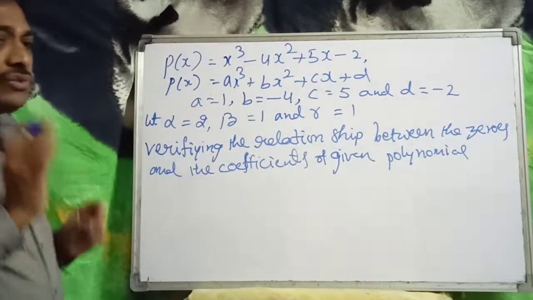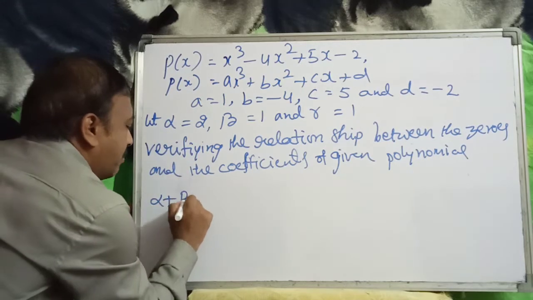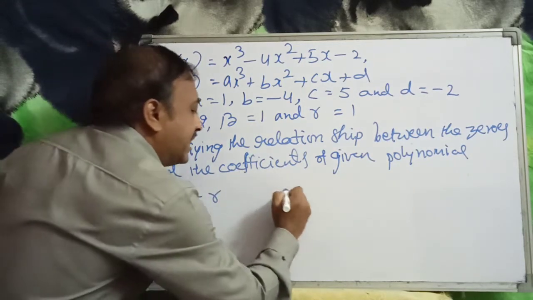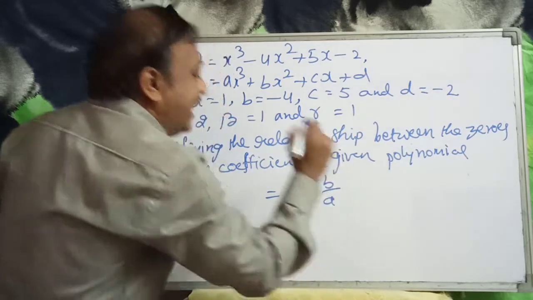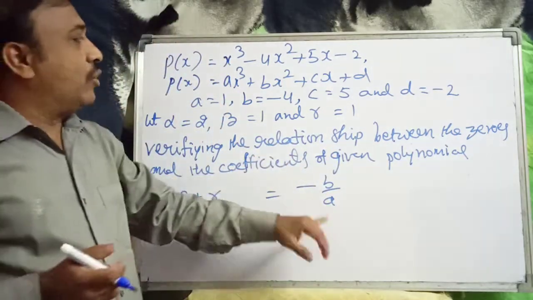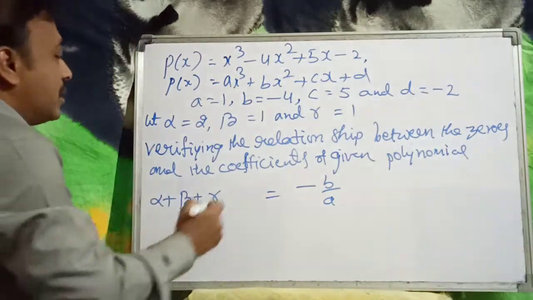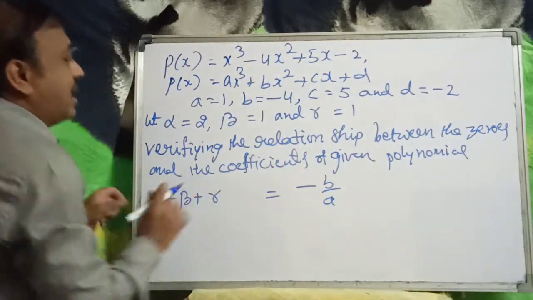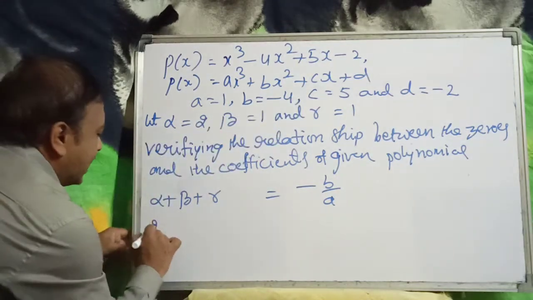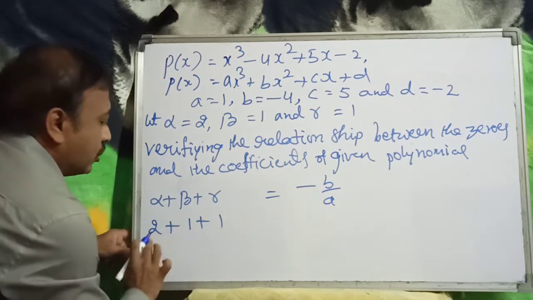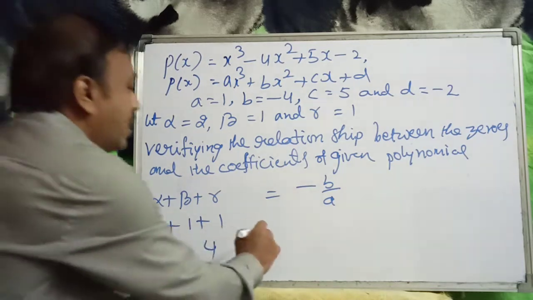Now, sum of the zeros. First one is alpha plus beta plus gamma, which is a formula, that is minus b by a, the coefficient of x square by the coefficient of x cube. So alpha plus beta plus gamma: alpha is 2, beta is 1 and gamma is 1. So 2 plus 1 plus 1, you will be obtaining 2 plus 1 is 3, 3 plus 1 is 4.